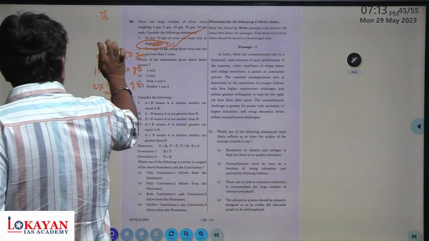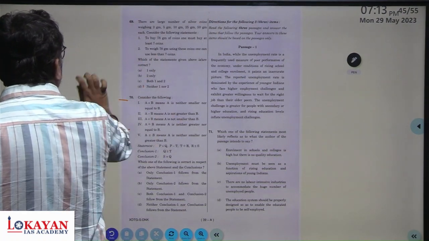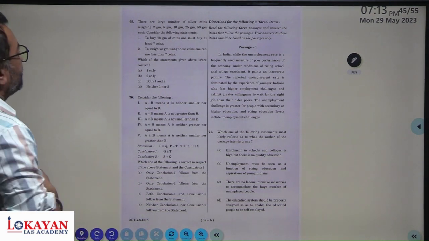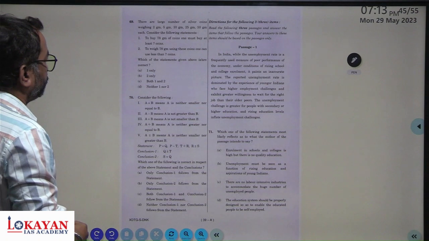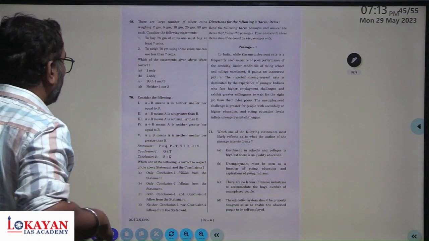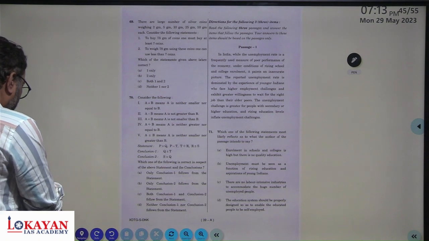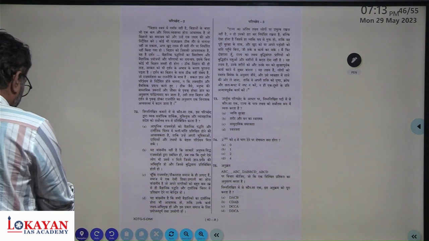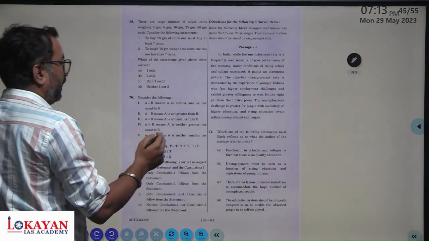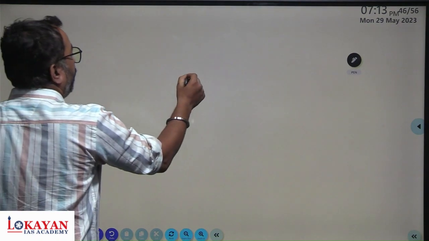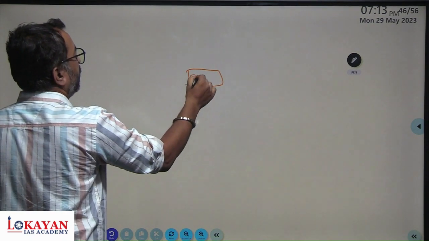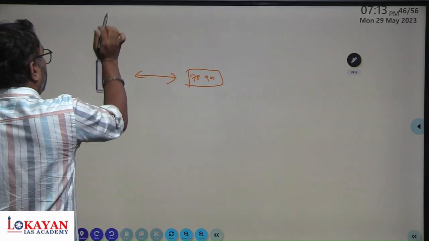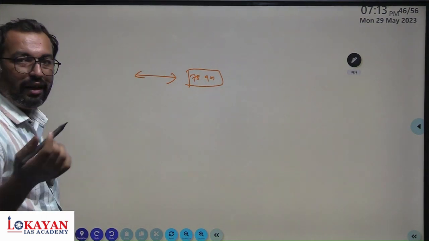Now let's check second statement. To weigh 78 gram using these coins, one can use less than 7 coins. Less than 7 coins. Now let's check. हमें 78 ग्राम का एक वेट है. Suppose this is the weight of 78 gram. And now on the second side of the measurement device, we have these coins at hand.